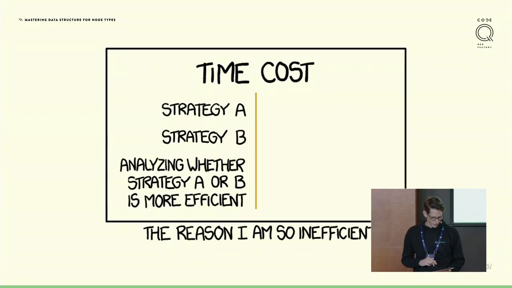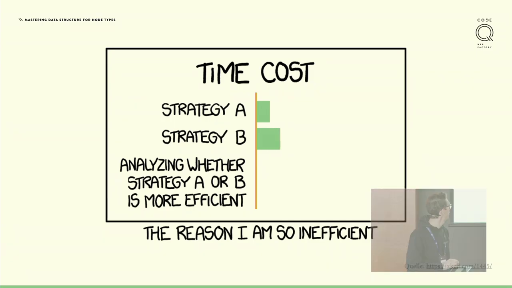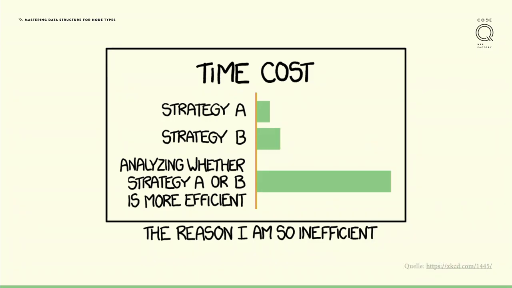And there's a big chance you end up like this. You have strategy A, you have strategy B, and you analyze whether strategy A or B is more efficient. I've done probably a bit too much of that. So from now on, I call my strategy just A, which I'll show you.